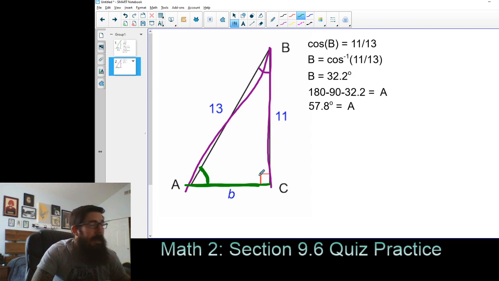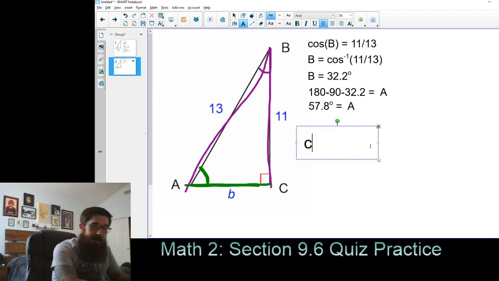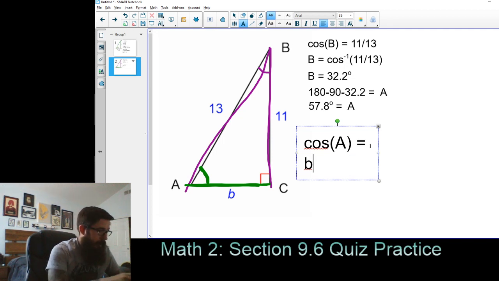I'm going to solve for B by using cosine and tangent. So my first setup is going to look like this. I'm going to say cosine of angle A is equal to the adjacent, which is B, divided by the hypotenuse, 13.